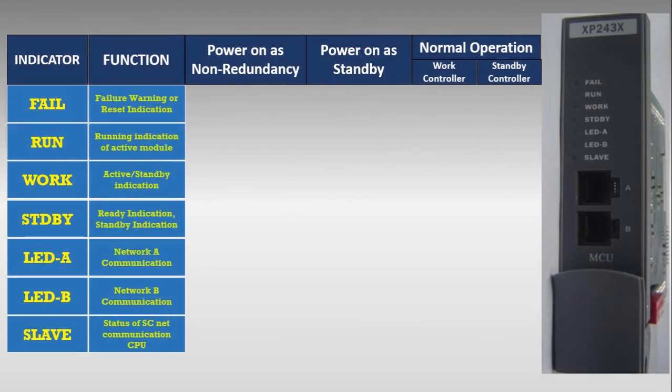Now we see the indicators and their LED functions during different conditions of the controller. First is the fail indicator, which shows the failure warning or reset indication of the controller. Then we have a run indicator, which gives the running indication of the active module. Then we have work and standby indicators, which indicate whether the controller is in work mode or in standby mode. Then we have LED A and LED B indicators, which give the status of network A or network B communication. Then we have a slave indicator, which shows the status of SCNet communication of a CPU.